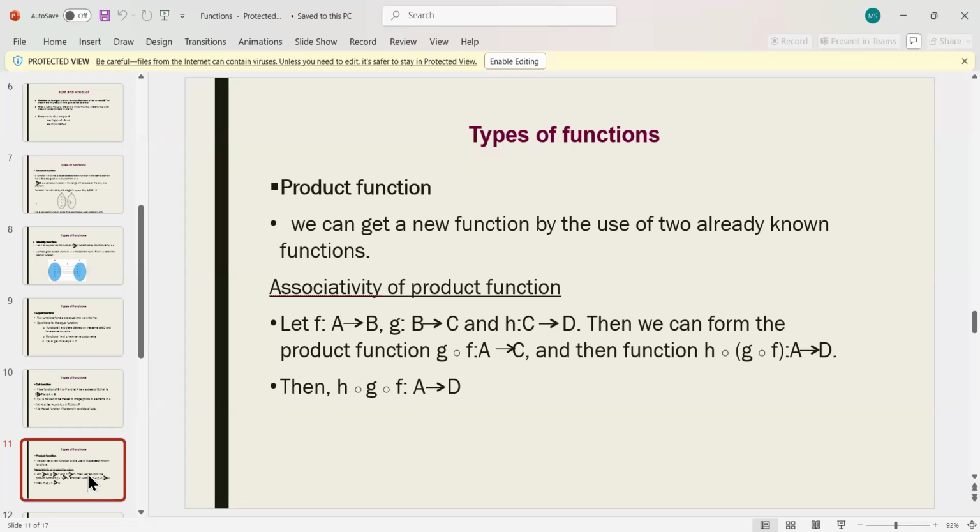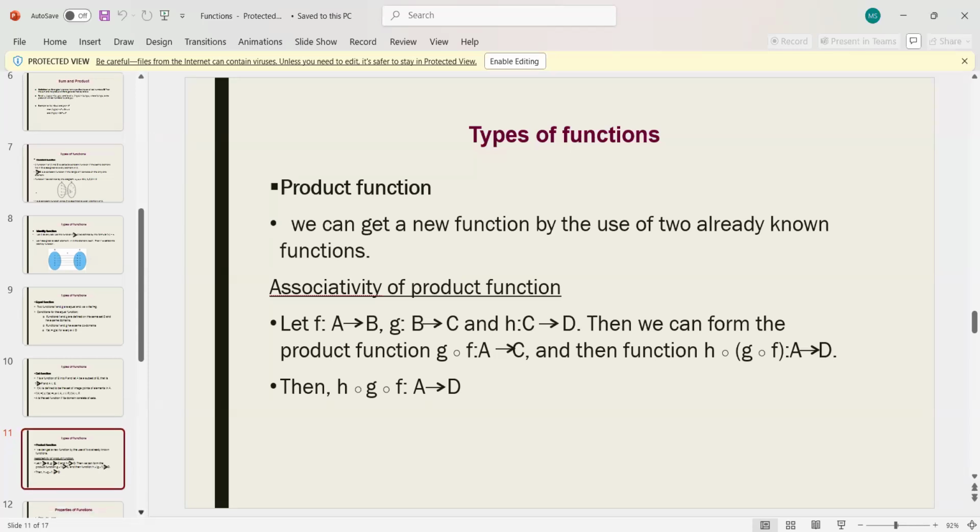Now I will not go to do the products and composite functions today.